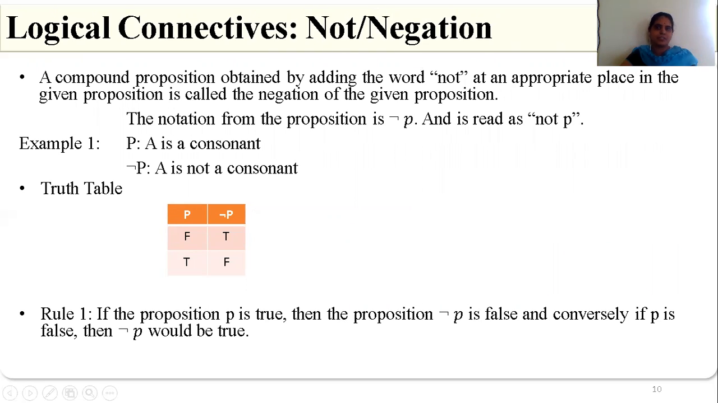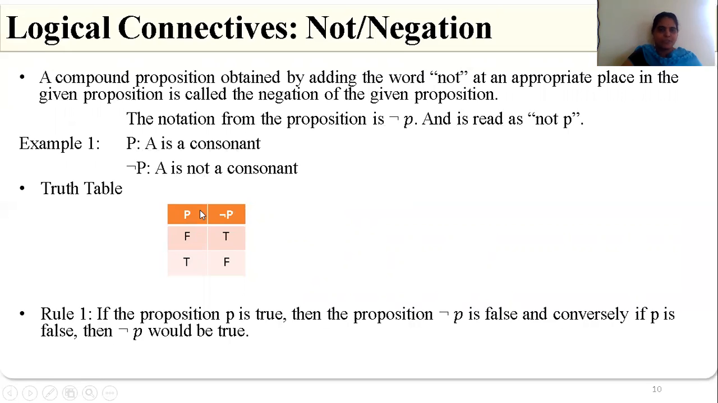First connective is not. The compound proposition obtained by adding the word not at the appropriate place in a given proposition is called the negation of the given proposition. The notation for this is negation of P. We read it as not P. For example, if P is A is a consonant, negation of P is A is not a consonant.